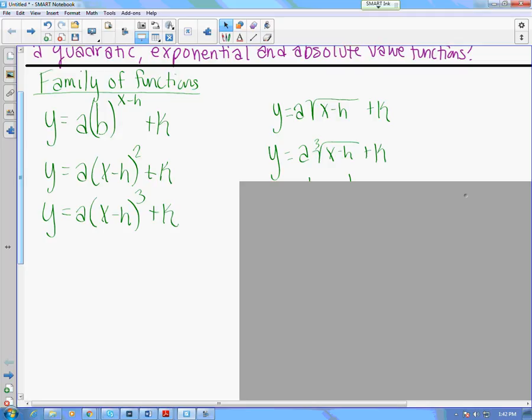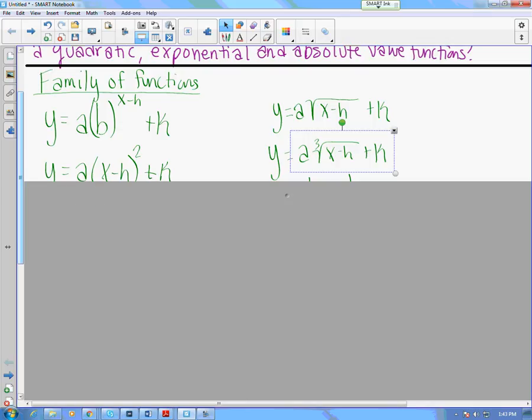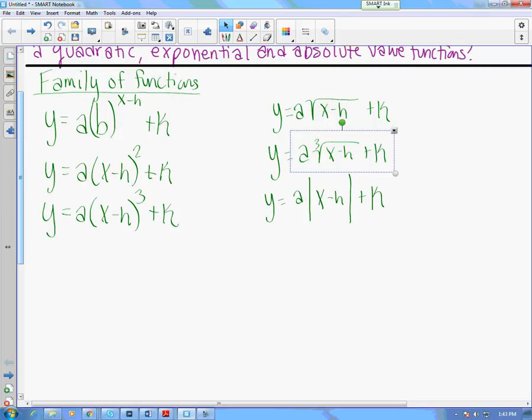Notice, all of them have an A, an H, and a K in the same position? Yes, the A is always multiplying out front. The H is always inside of the function. The exponential has the H inside of the exponent. Quadratic has the H inside of what's being squared. The cubic has the H inside of what's being cubed. The H is inside of the square root, and inside of the cube root. And the one we're learning today is the absolute value: A times the absolute value of x minus h, plus k.